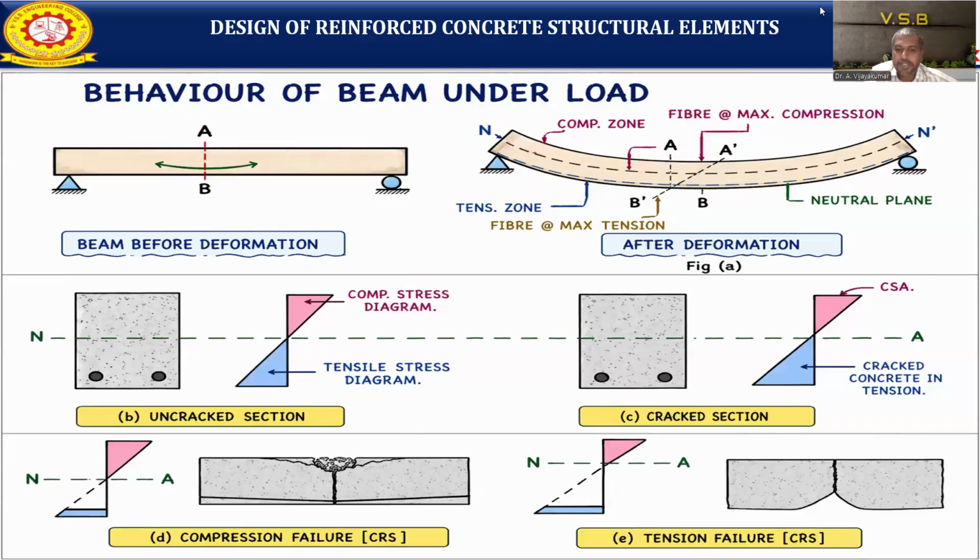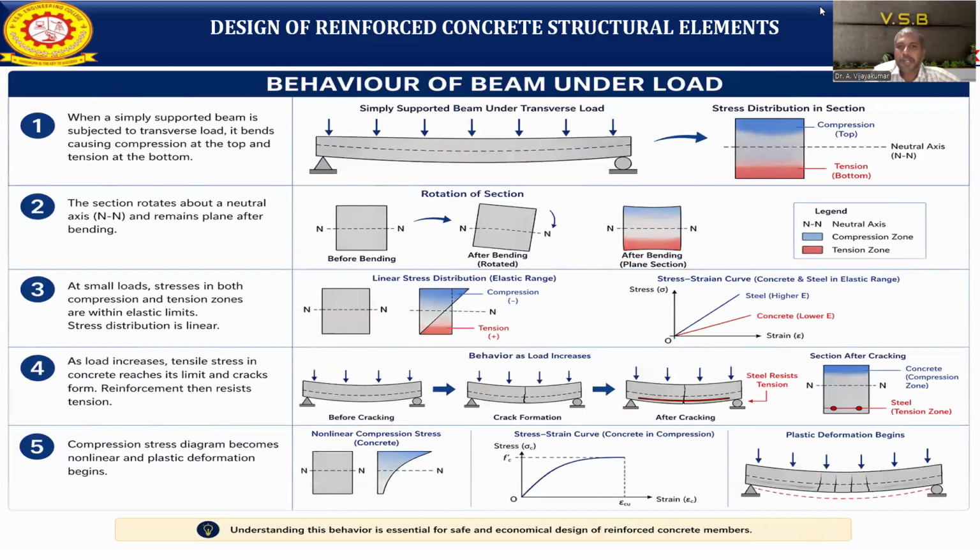Then we are going to discuss the different types of failure: compression failure and tension failure. This is a schematic diagram. Now we are going to discuss one by one how the beams are going to behave under loads. When a simply supported beam is subject to a transverse load, that is a vertical load, it automatically bends. Once it bends, it causes compression at the top of the section and tension at the bottom of the section, as shown in the figure on the board.